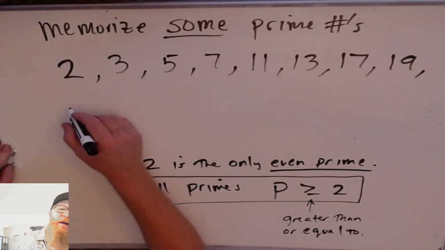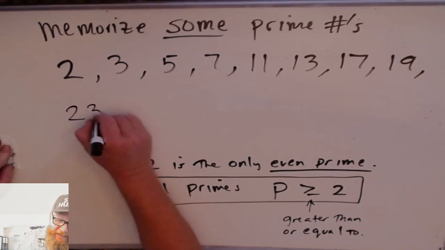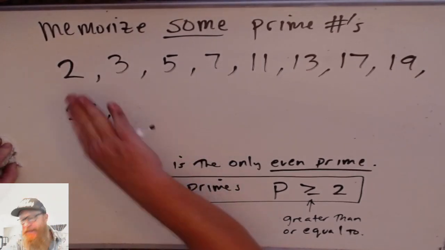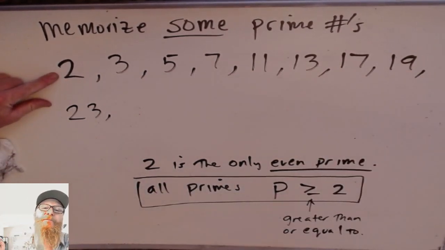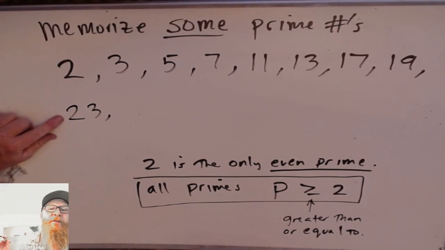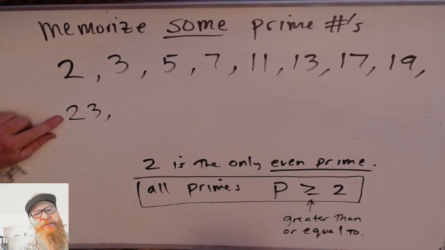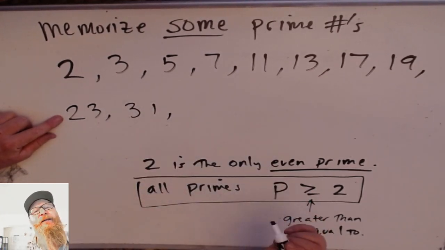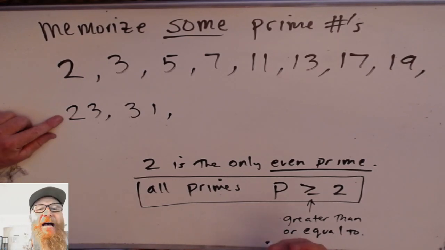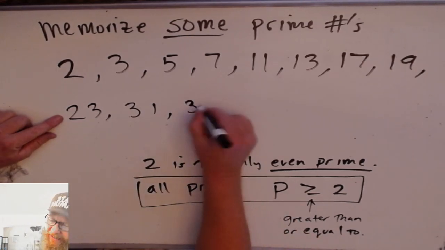21, 21's not prime. 21 is 3 times 7. 23 is prime. At this point, they're all going to be odd, right? 2 is the only prime that's even. 25, nope. 25 is 5 times 5. 27, nope. 27 is 3 times 9. 31 is prime. 33, nope. 33 is 3 times 11. That's not prime. 35, nope. 35 is 7 times 5. That's not prime. 37 is prime.